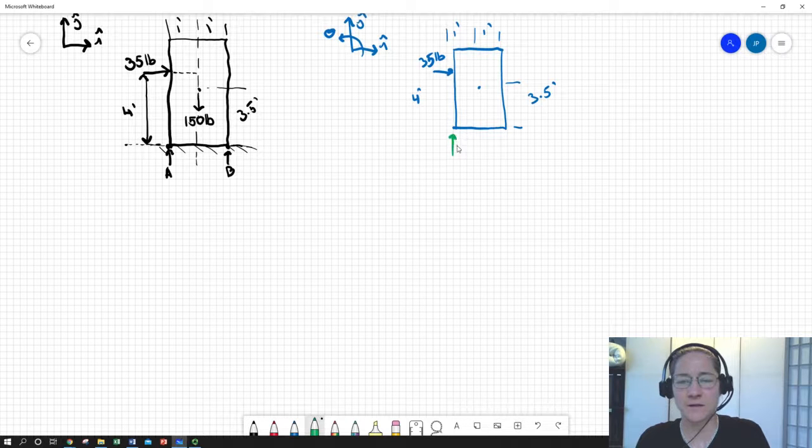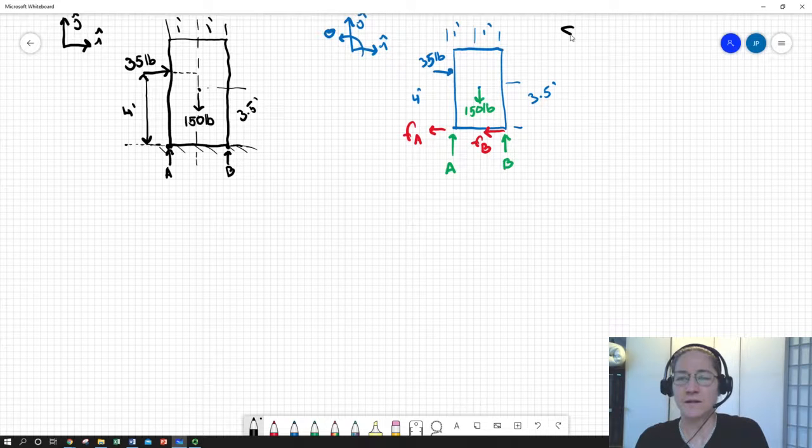We've got normal force A and normal force B, and then we've got frictional force A, which, just like the case for statics, will be opposite the direction of motion or imminent motion. And we've got 150 pounds going down.